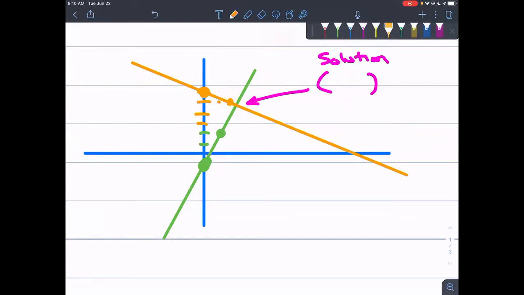I'm going to erase this, but it might be something like, maybe it's over 4 and then up 1, 2, 3, 4, 5. That's just an example, but you should be able to count and see specifically what it is. So I'll leave that.